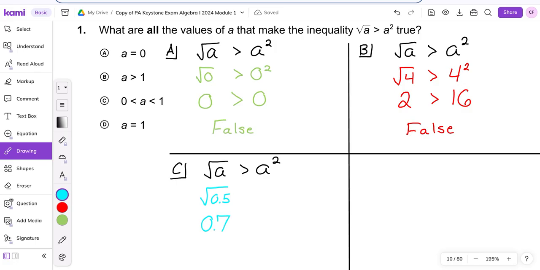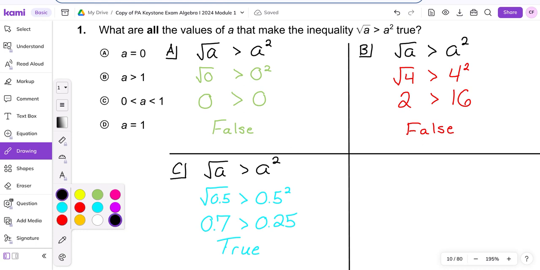Then if I test 0.5 squared, we get 0.25. And we know that this one is in fact a true statement.